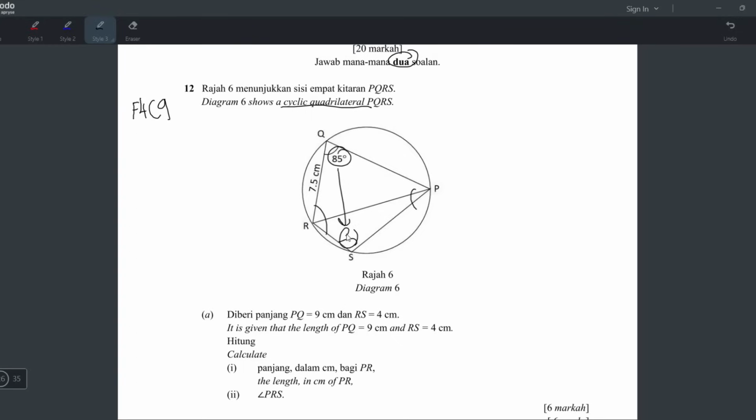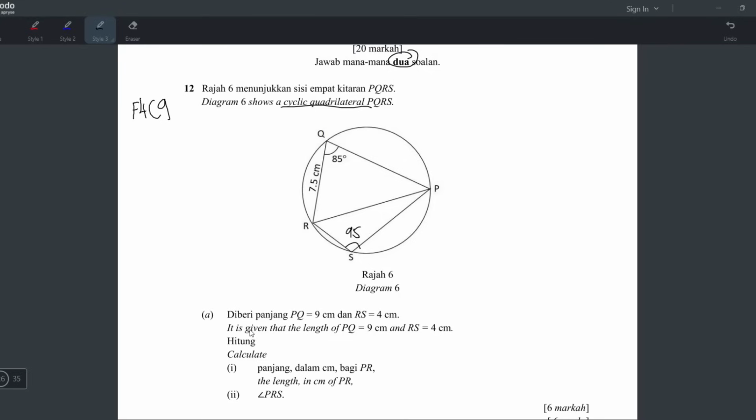So 85 plus this angle will be 180. This whole angle plus this whole angle right here is 180 also. So I can find this angle right now, which is 180 minus 85, and I'll do it now. Okay, so it's 95. And the opposite two angles here will be 180 also. But since I don't know both of them, I will leave it for now. Okay, all right. And they also give you a side here, 7.5 cm.